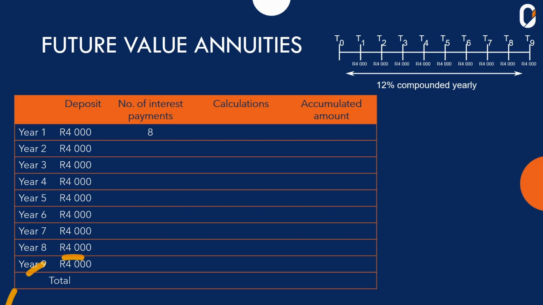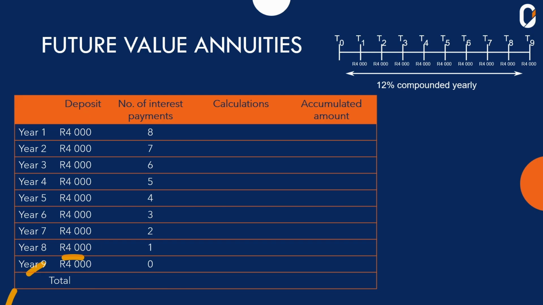Year 2, it spent less time in the bank, hence 7 years. Year 3 even less, 6, year 4, 5, year 5, 4, year 6, 3, year 7, 2, year 8, 1, and finally, year 9, he didn't spend any time in the bank because at the end of 9 years, that's when he stopped. He didn't make any more deposits and hence the time period has elapsed. And hence it spent 0 years in the bank.